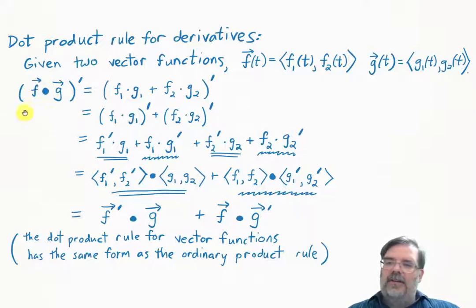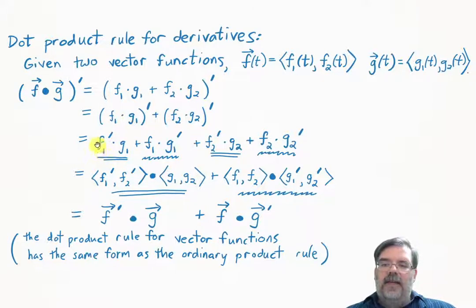Calculate the dot product of vector f and vector g. It's the first times the first plus the second times the second, following that dot product pattern. And then we're calculating the derivative of this entire expression. Well, first we can use the sum rule for derivatives and split this into two parts. And then the derivative of each part requires a product rule, because we have a derivative of a product of ordinary functions.